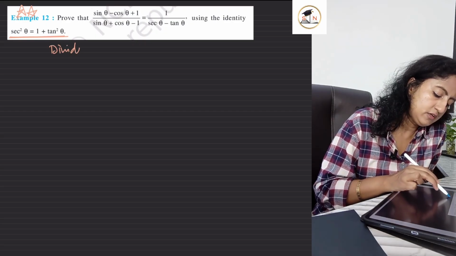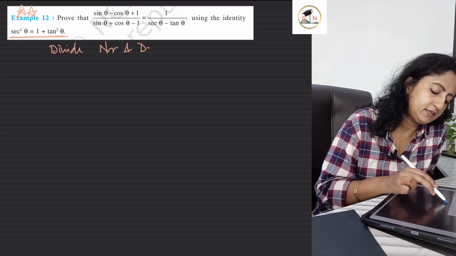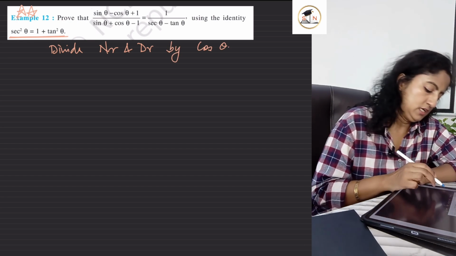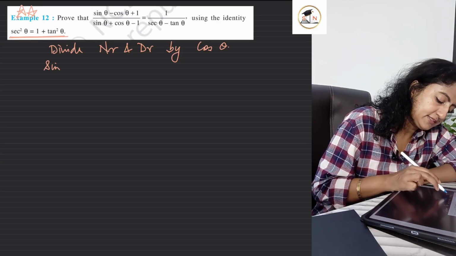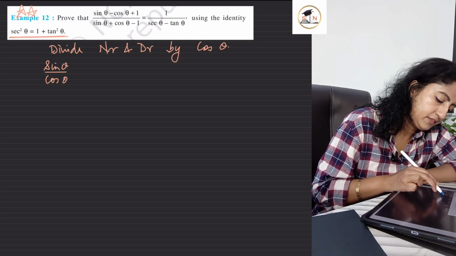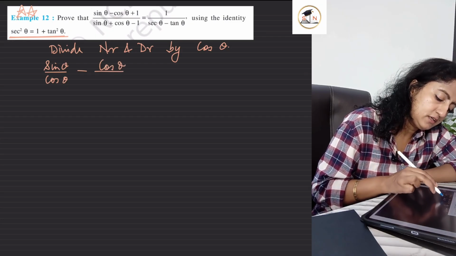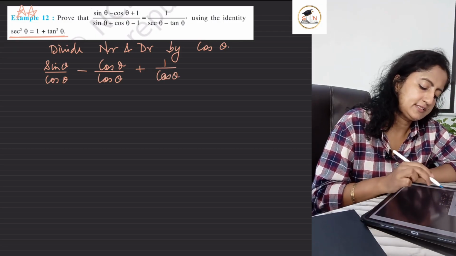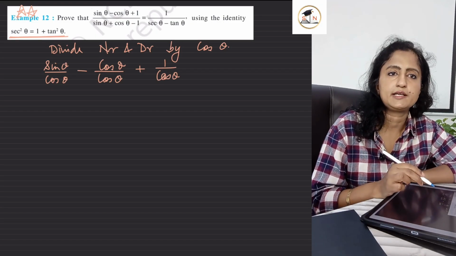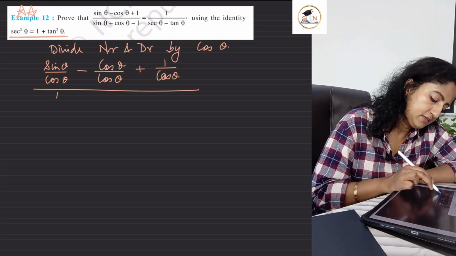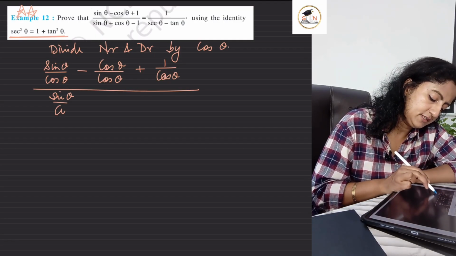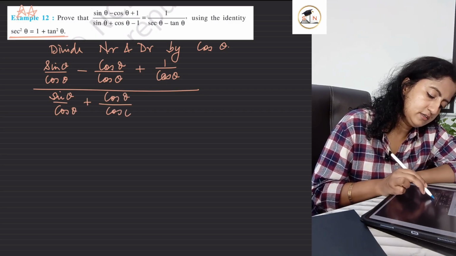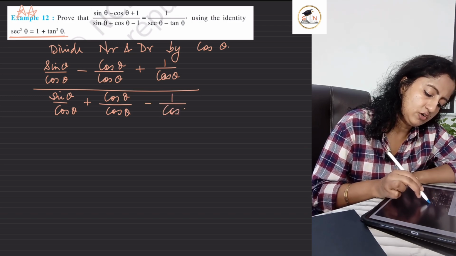Divide numerator and denominator by cos theta. Okay. So what do we get? I will write each step carefully. Sin theta by cos theta minus cos theta by cos theta plus 1 by cos theta. This is the work that I have done only for the numerator part as of now. Over sin theta over cos theta plus cos theta over cos theta minus 1 over cos theta.